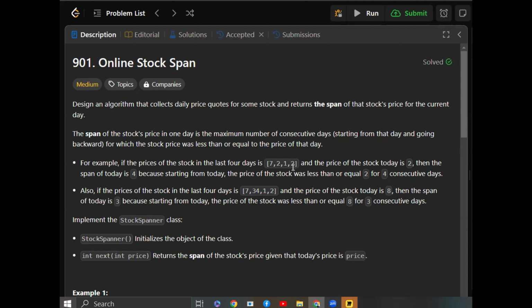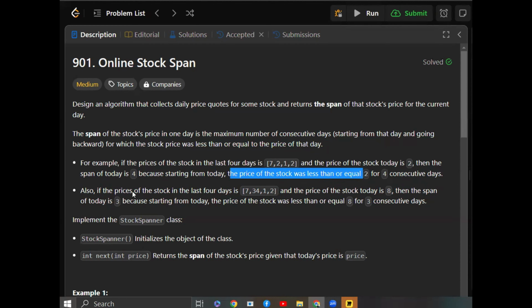Because 2 stands after 2, 1, 2, so the total span is 4. Because starting from today, the price of the stock was less than or equal to 2 for 4 consecutive days.